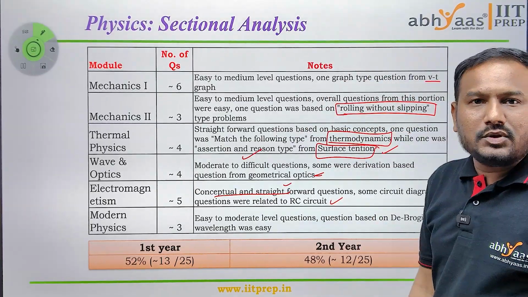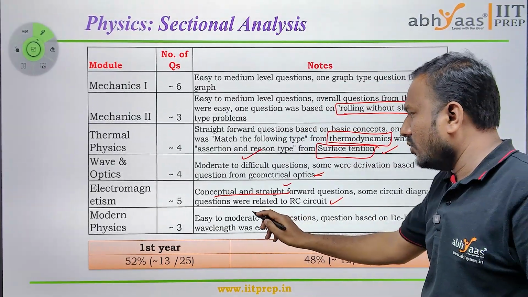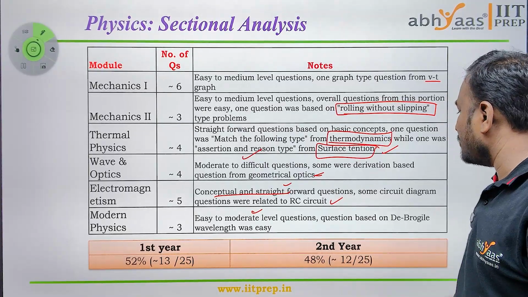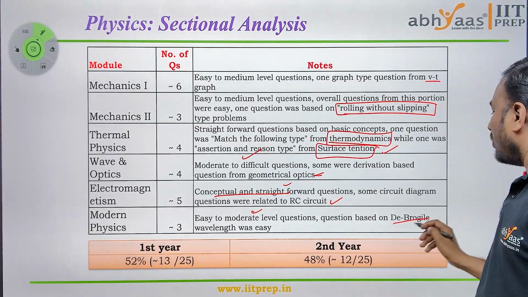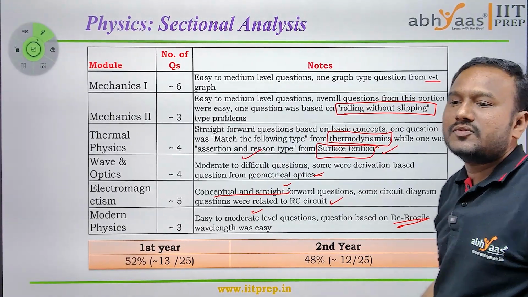Now when you come to modern physics, we got easy to moderate level questions, and one question from de Broglie wavelength, which is very easy.